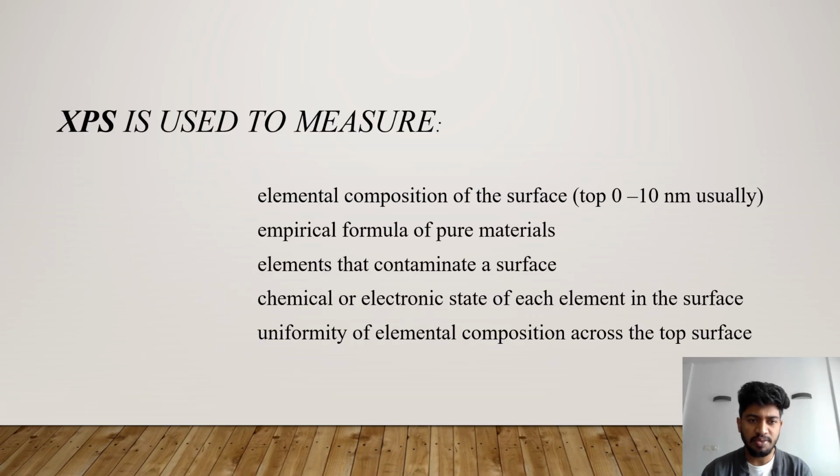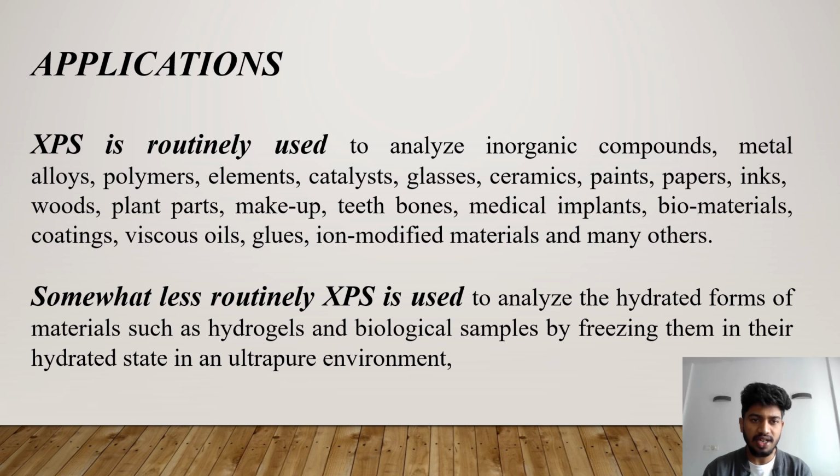So basically XPS is used to measure elemental compositions of the surface, the top 0 to 10 nanometers usually. It gives the empirical formula of pure materials, elements that contaminate a surface, the chemical or electronic state of each element in the surface, and the uniformity of elemental composition across the top surface. So these are some other applications, which are used routinely and somewhat less routinely.